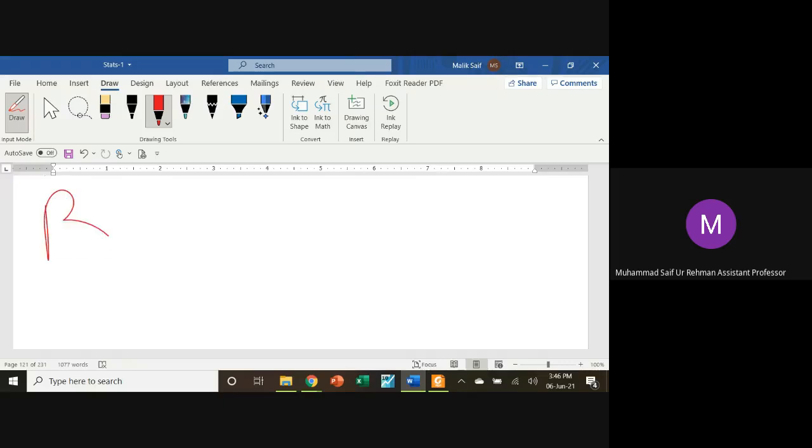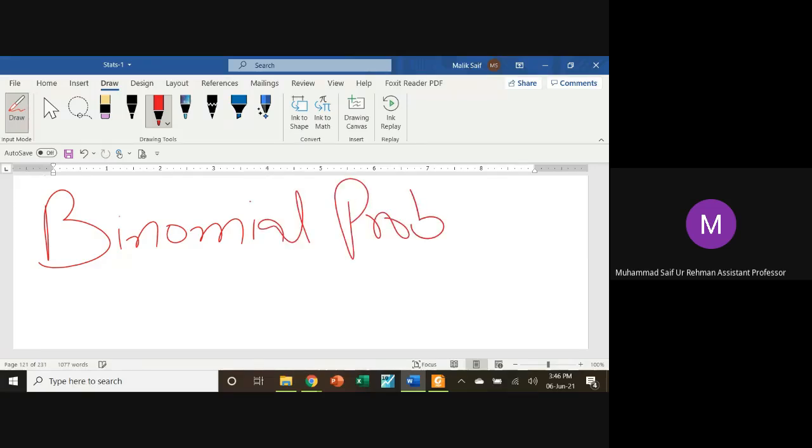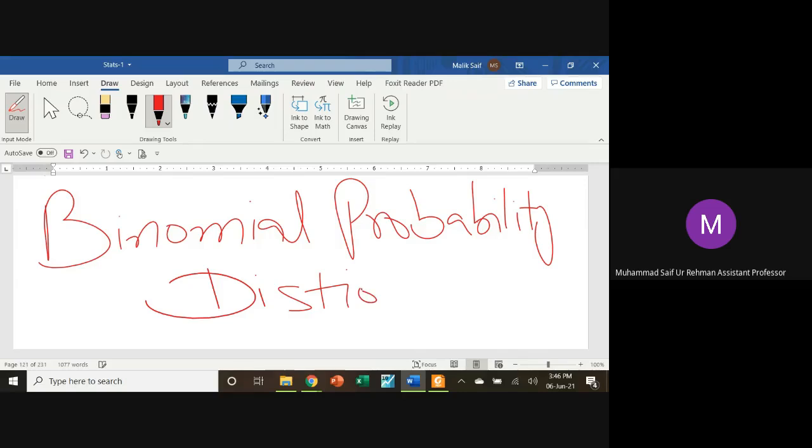Then comes binomial probability distribution. So basically under the head distribution, binomial probability distribution.